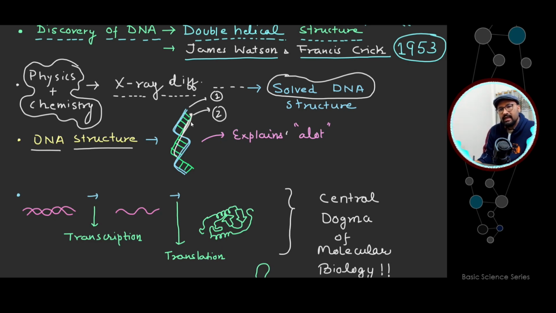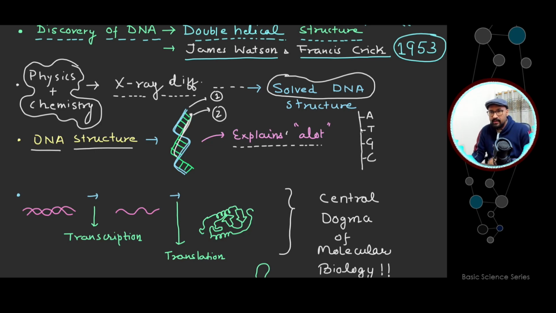What it also indicates is that this structure will tell you how the information can be transmitted, because one strand has the copy of the second strand. That means one strand, if you have A, T, G, C, these are the nitrogenous bases, those who are aware of the structure, and we'll also discuss that in detail.